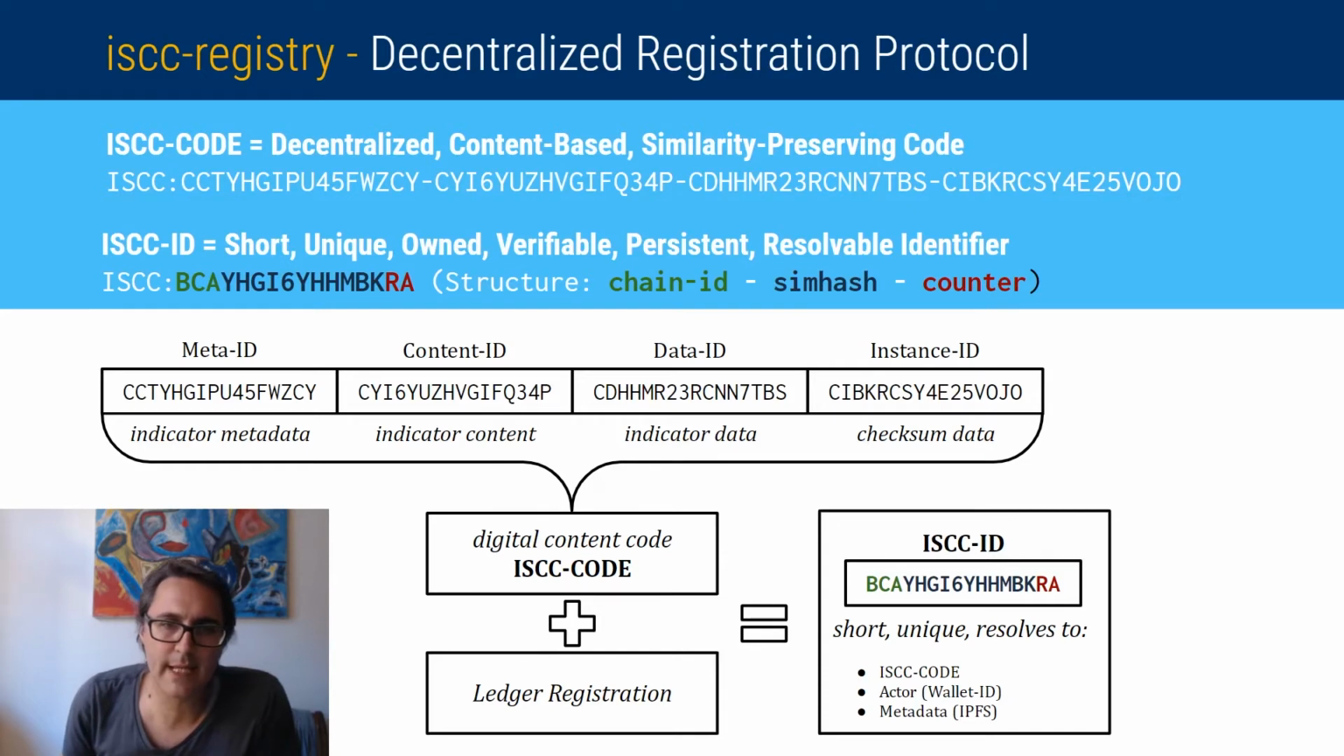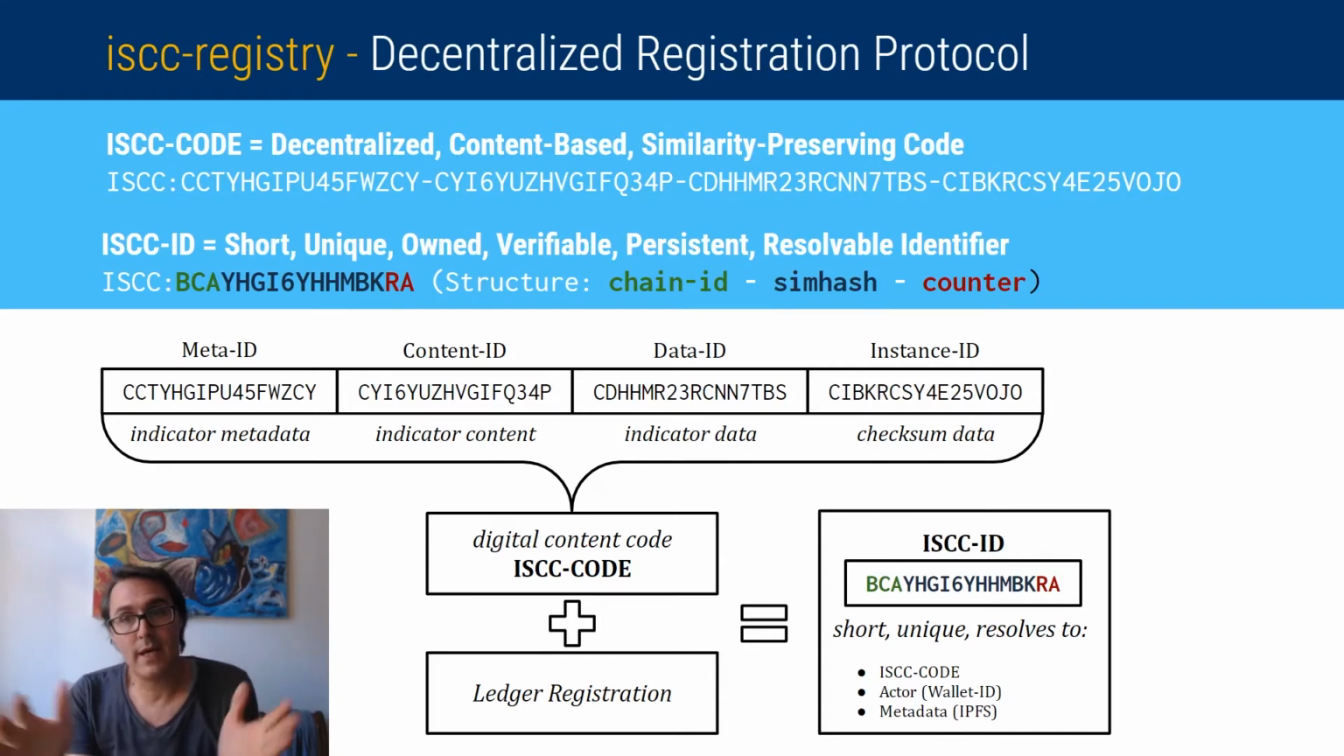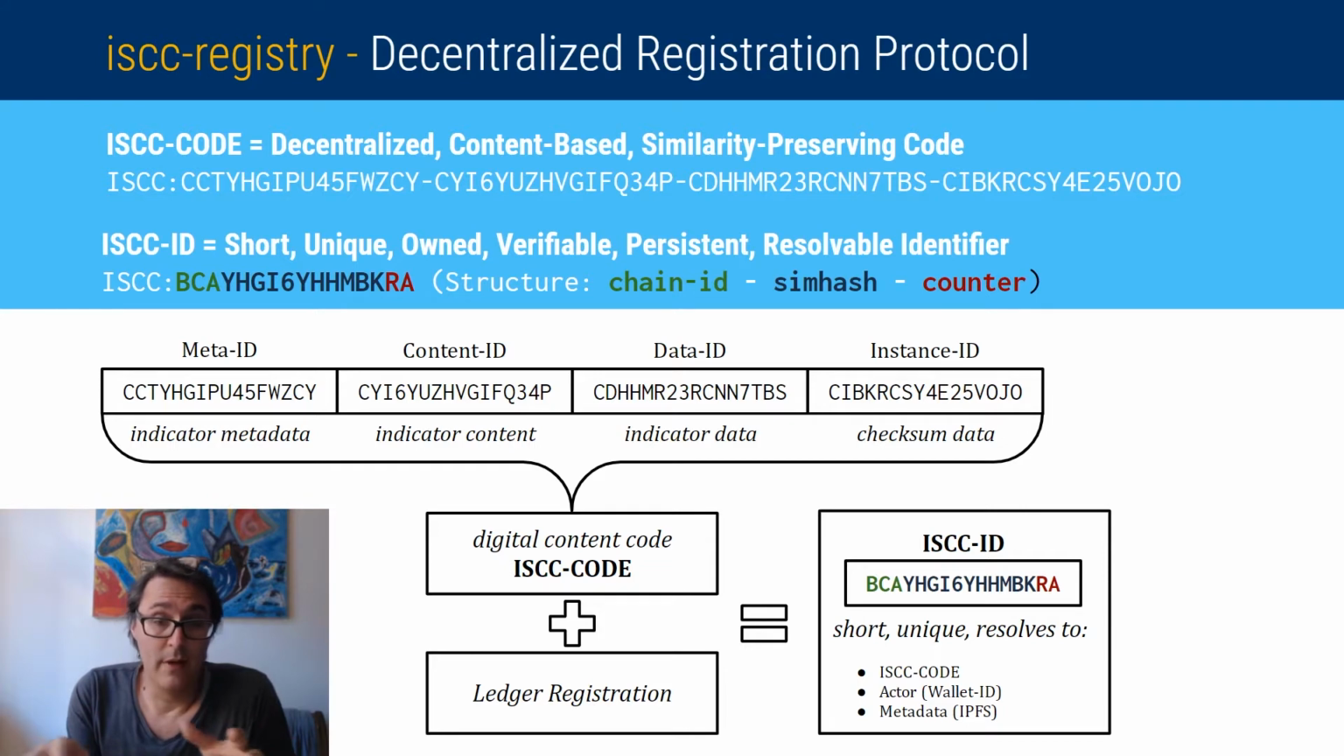The idea of this hack is to implement a decentralized registration protocol. So we take a full ISCC code, everybody can generate it for any kind of digital content, and then you can register it on any public blockchain. And what the protocol does is it indexes, or watches, observes the different blockchains, and comes up with a short ID that resolves to the full ISCC code, but it is owned by the person who registered the code, and it is globally unique and short.